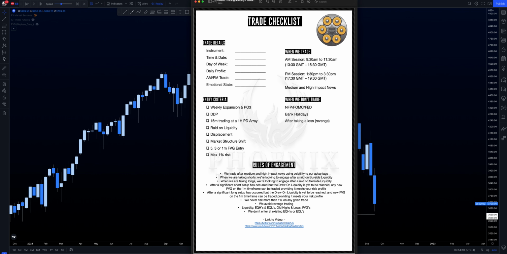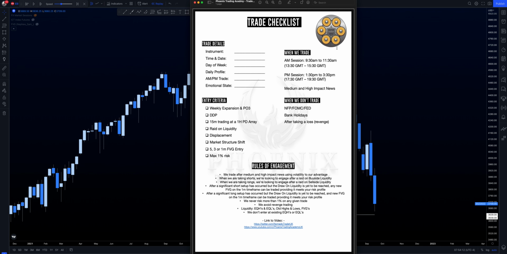Here we go. First of all, we'll start at the top, nice and simple, trade checklist, and then I'll run you through some of the details. What I would advise is you print one of these for each day of the week. And if you're trading both sessions, you may want to print a couple.